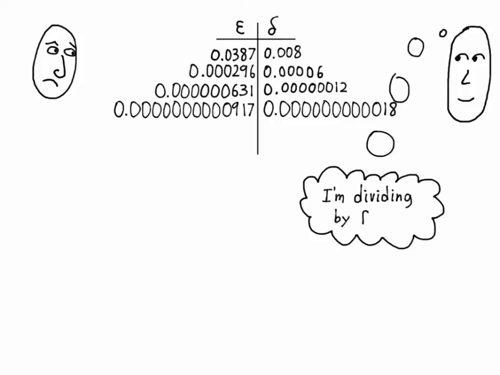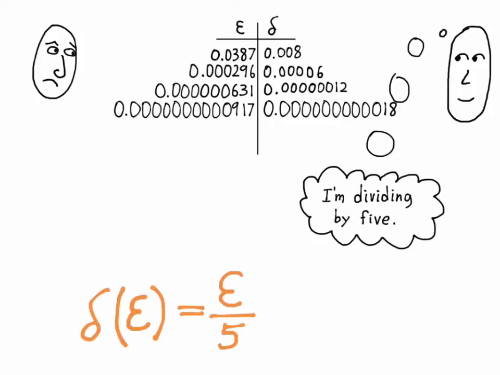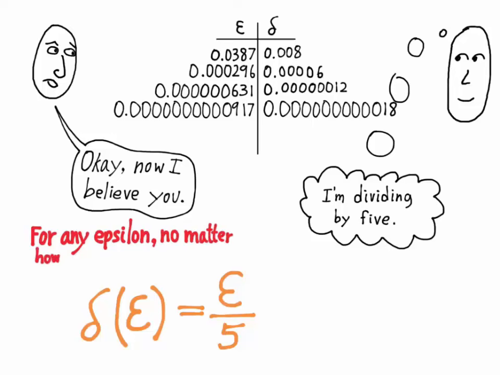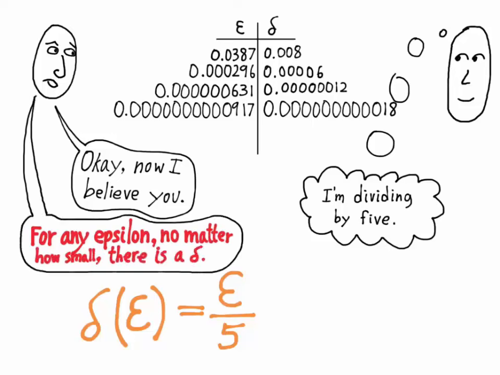He's simply taking the epsilon values and dividing them by 5. When the challenger realizes this, that there's a formula and there's going to be a reply to every challenge he throws out, no matter how small, at that point he finally believes, he knows that the limit as x approaches 2 of x squared really is 4, because for any epsilon, no matter how small, there exists some value of delta that satisfies the challenge.